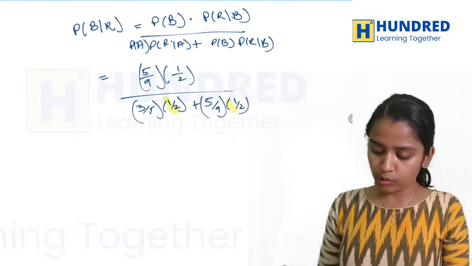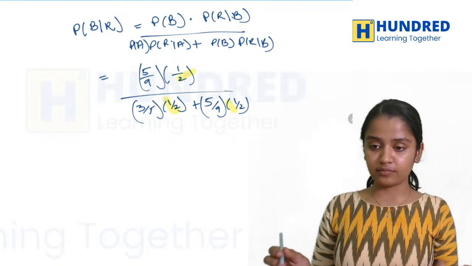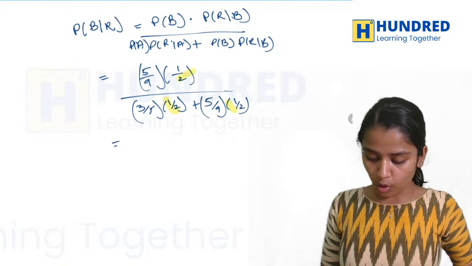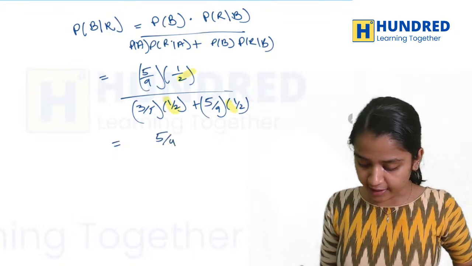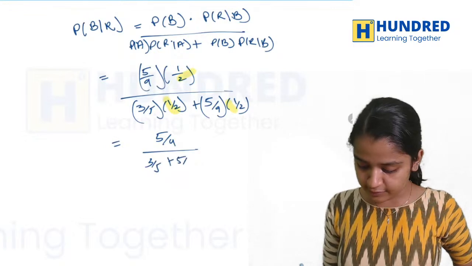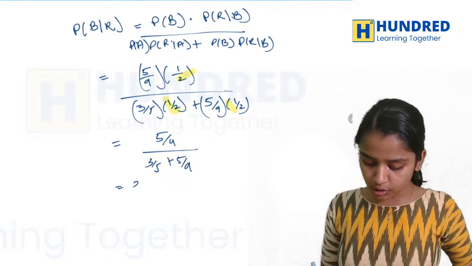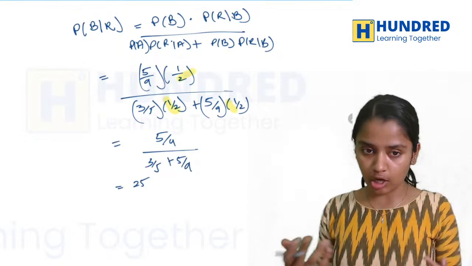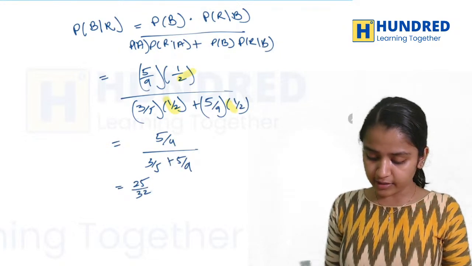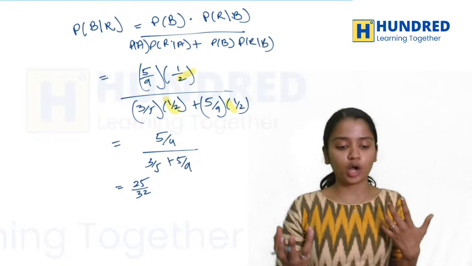So in this, the 1 by 2, 1 by 2 is common, you can cancel it. So after cancelling, what will you be getting? You'll be getting 5 by 9 by 3 by 5 plus 5 by 9. When you further take the LCM and solve it, you'll be getting 25 by 32. This is my required probability.